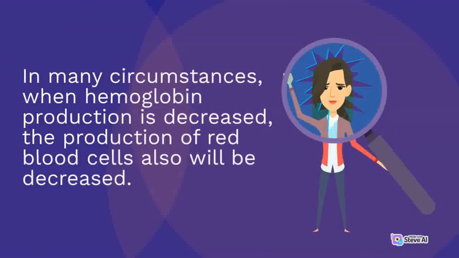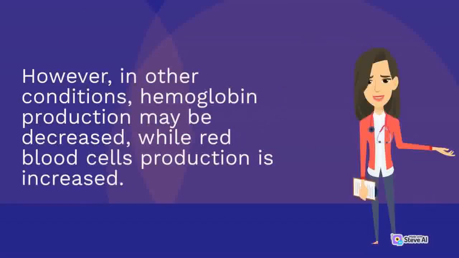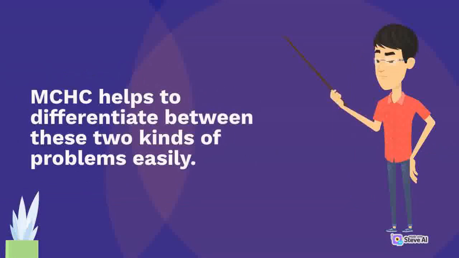In many circumstances, when hemoglobin production is decreased, the production of red blood cells also will be decreased. However, in other conditions, hemoglobin production may be decreased, while red blood cell production is increased. MCHC helps to differentiate between these two kinds of problems easily.